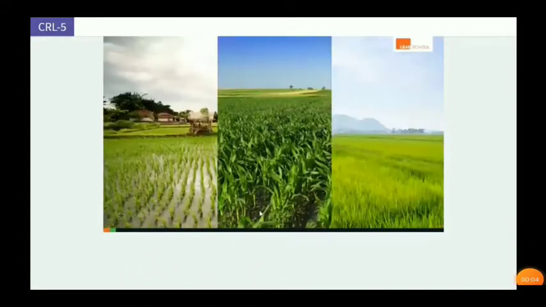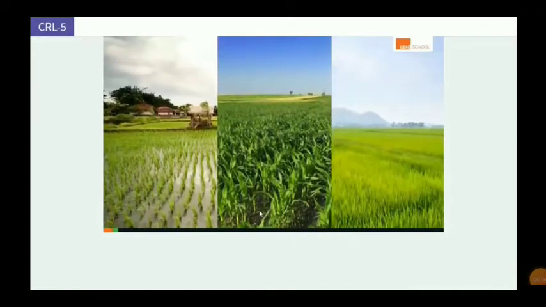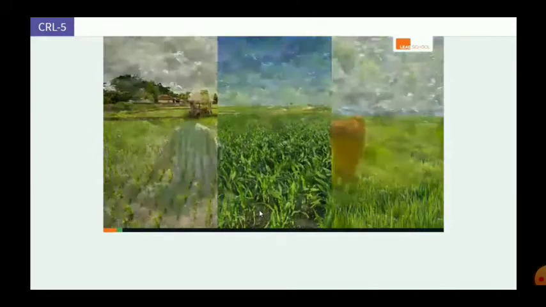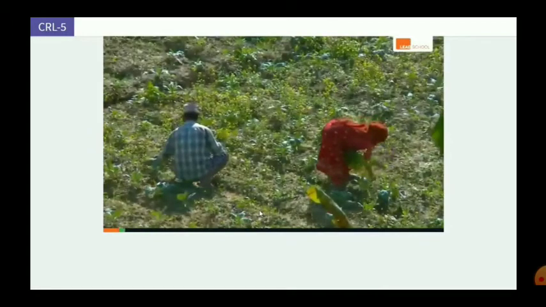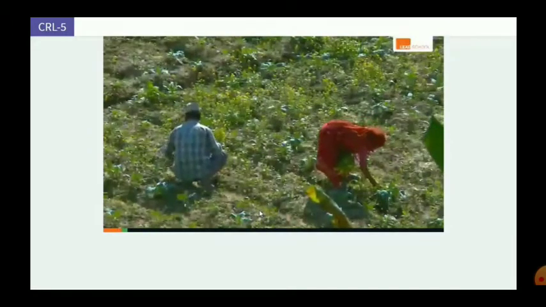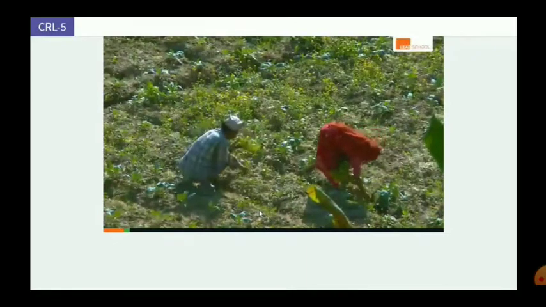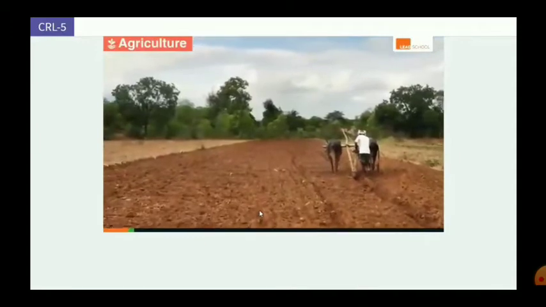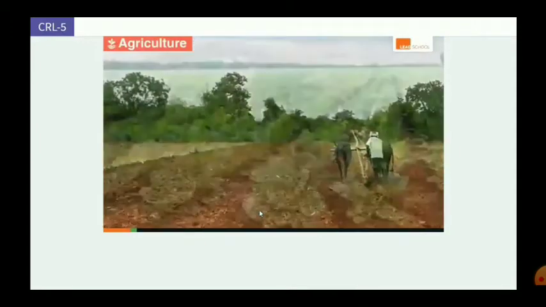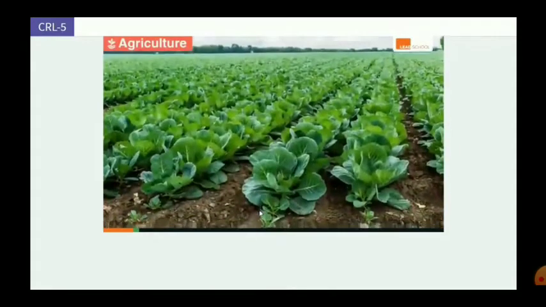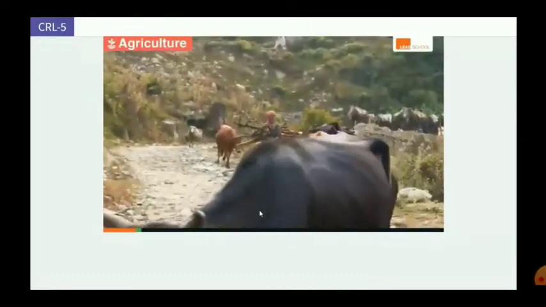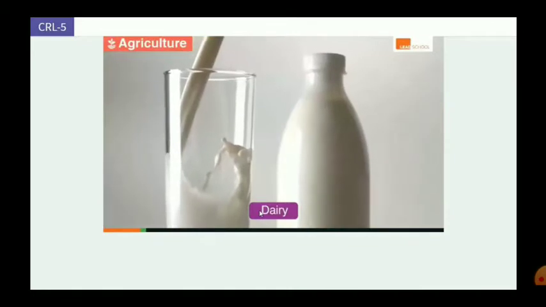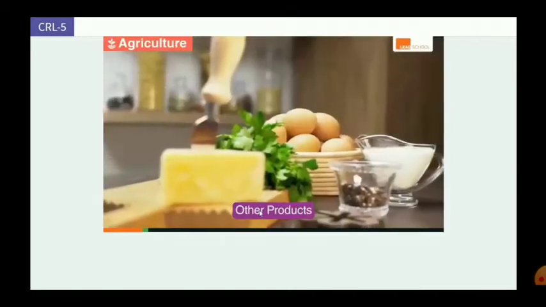Agriculture. Hello students. Scenes like these are very common in India. And I am sure you can easily tell what these people were doing. Yes, they were farming. Agriculture is the technical term used for the practice of farming. It involves the growing of crops and the rearing of animals to provide food, wool, dairy, and other products.